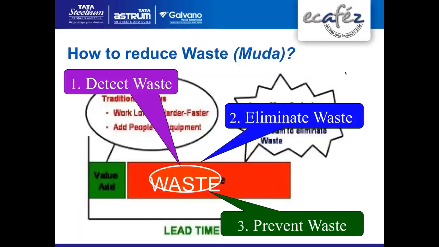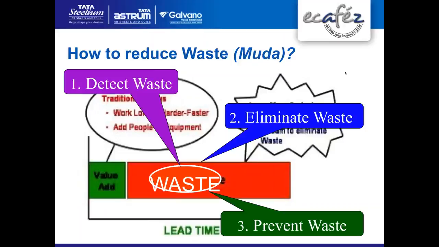Then second comes the remedial journey. Once you have identified the waste, there must be some cause. So a different set of tools is required to reach the root cause, find a solution and implement it. Third is that once we have improved the health of our process, we have to make sure that it is prevented from reoccurring. How can it be done? By changing the culture, by implementing the system. So different types of tools are required to implement it.